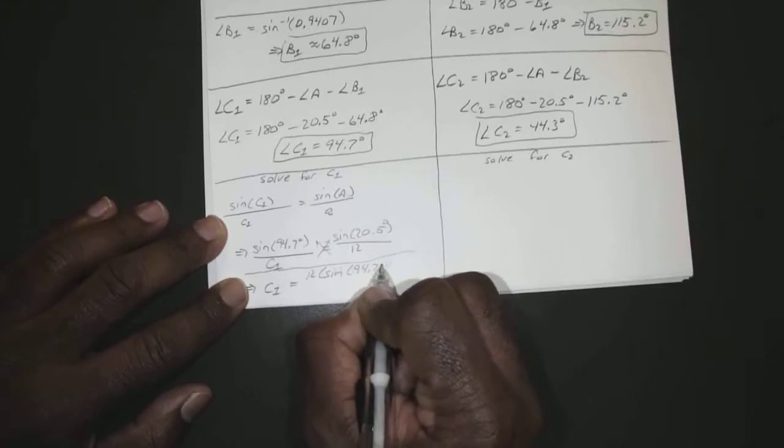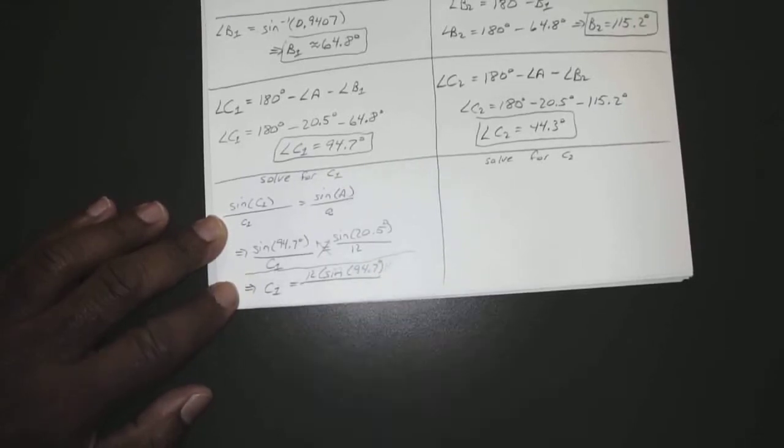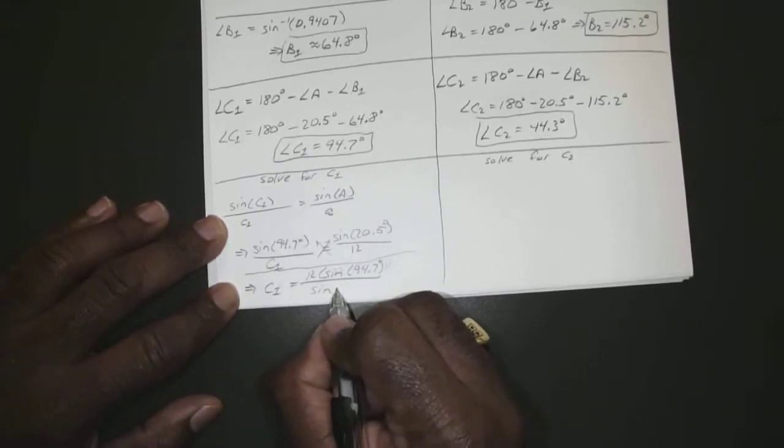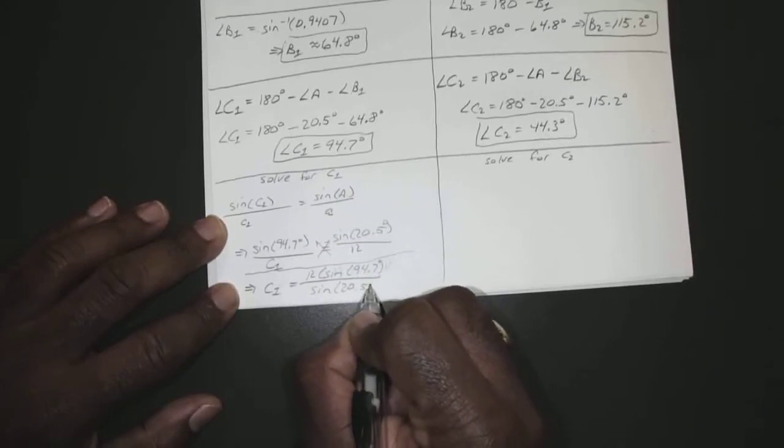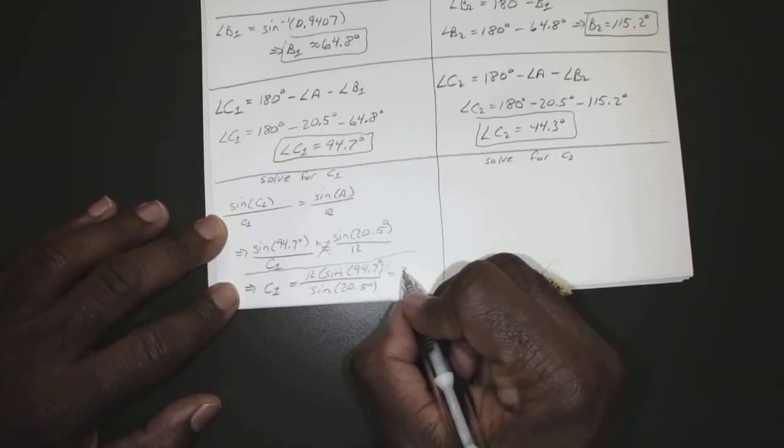Sine of 94.7 degrees divided by sine of 20.5 degrees, which equals 34.15 centimeters.